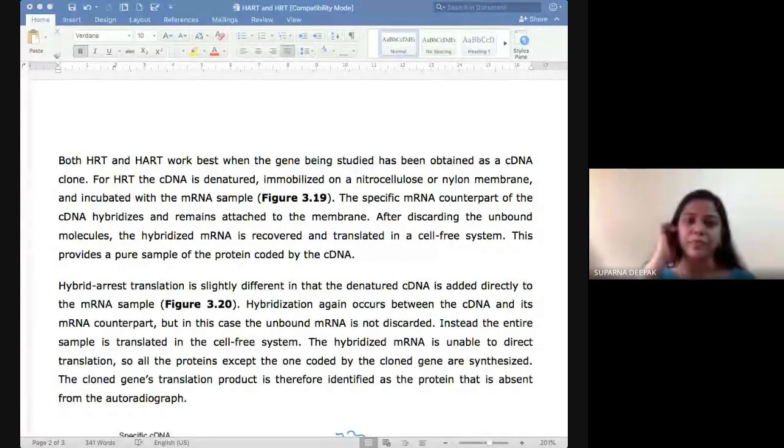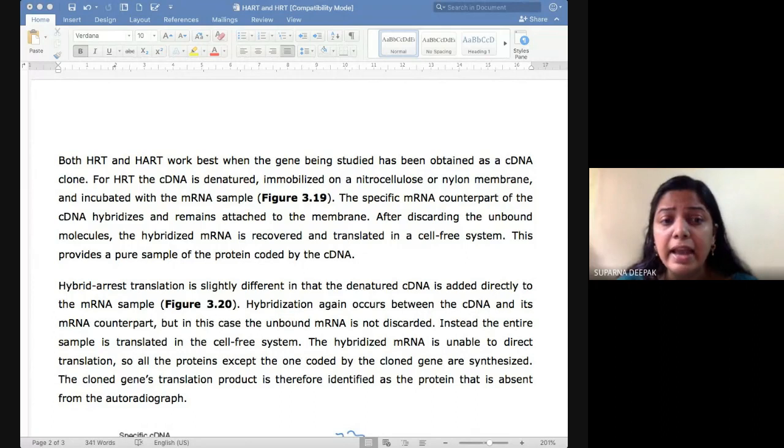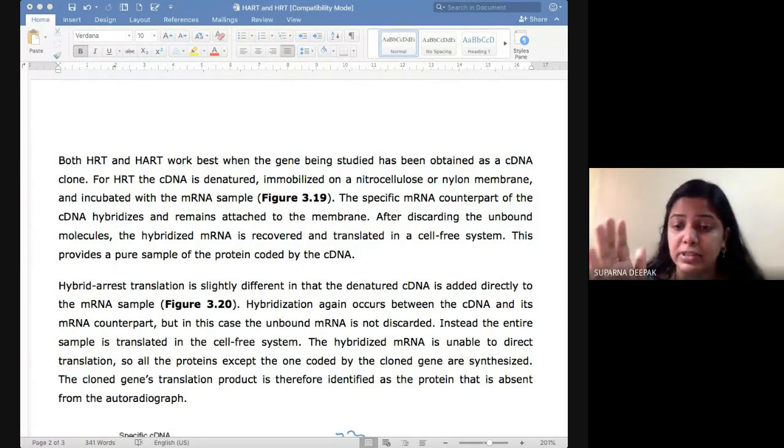Both HRT and HART will work best when we are inserting the gene as cDNA. Why as a cDNA? Because most of the time the recombinant cells or host cells we are studying are prokaryotic cells, like bacteria. They don't contain a splicing mechanism, because they don't have any introns in their system.